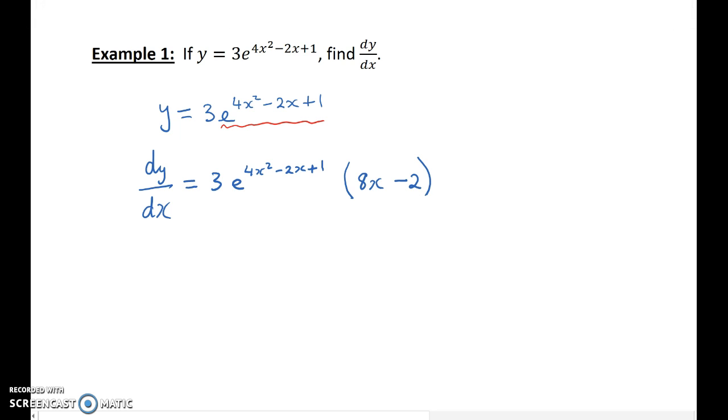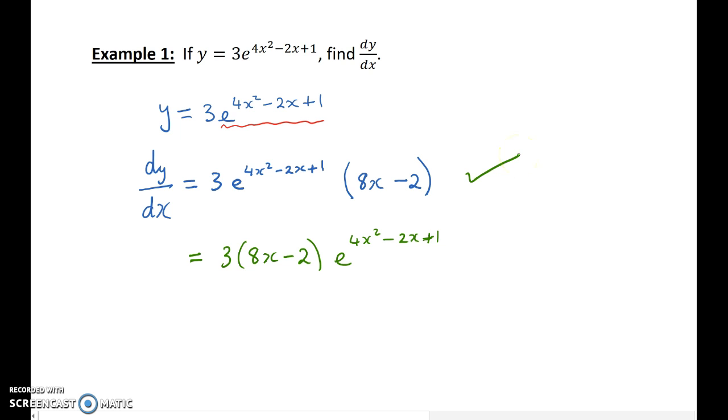Okay, so there is how we have it. We can write it a couple of different ways. We can distribute the 3 into the 8x minus 2. That's certainly all right. Or we can simply write it as 3 times (8x minus 2) times e to the 4x squared minus 2x plus 1, where you're bringing the polynomial part to the front and the exponential to the end. But that is cosmetic. When you get it here, you've got the right answer.